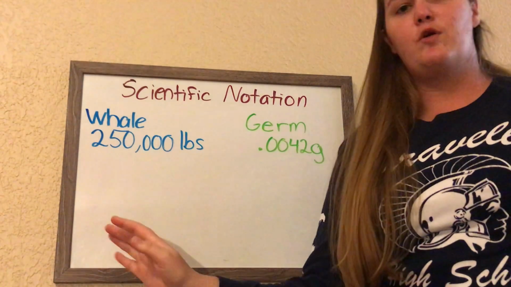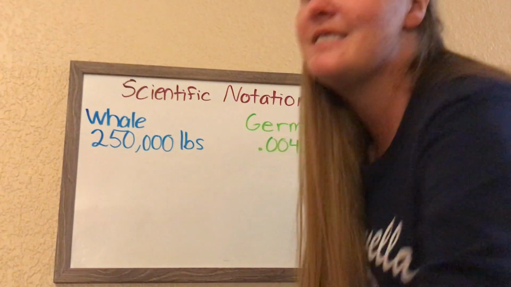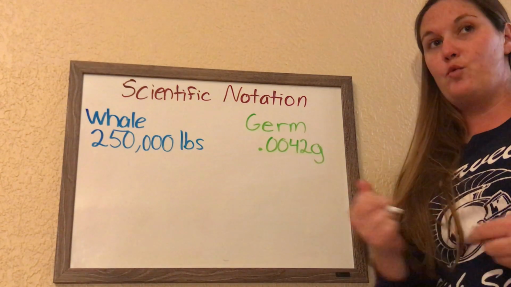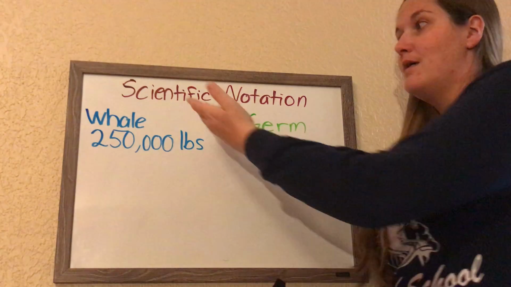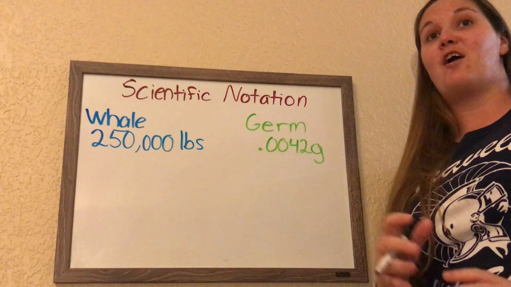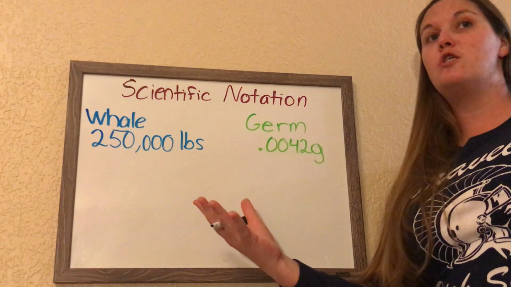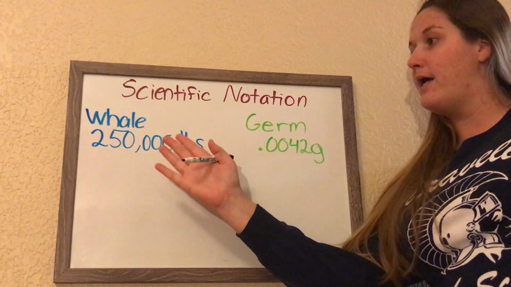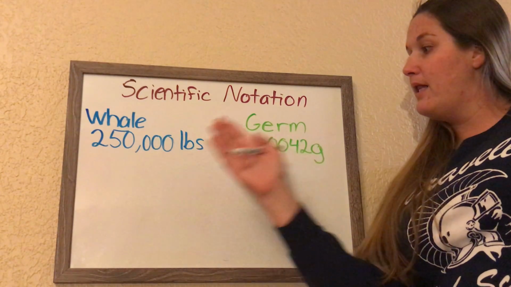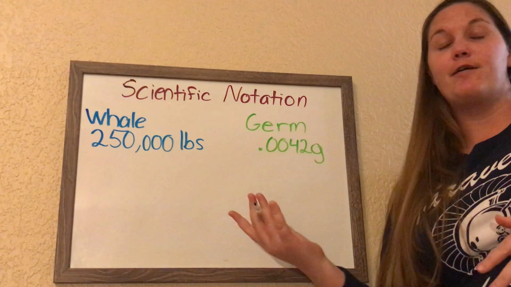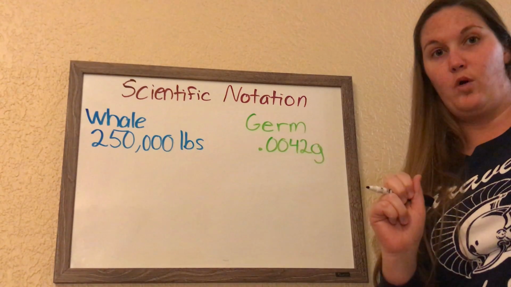Okay, our last portion of the exponent lesson is to get into scientific notation. This is something that you will see most often in science. We use these to measure numbers that are either really, really large or really tiny. So in this case, I threw up the weight of a whale and wrote down the weight of maybe a germ, some sort of bacteria or something, since that seems to be what the whole world is talking about right now.